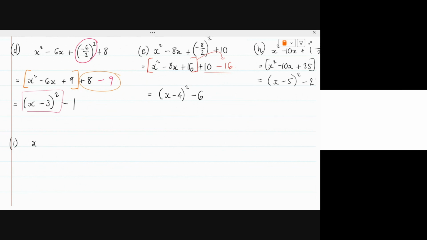We're going to do x squared plus 8x minus 3. Okay. I want you guys to complete the square there for me. And J, I'm going to go x squared minus 14x minus 5. Okay, complete the square for those two for me, please.